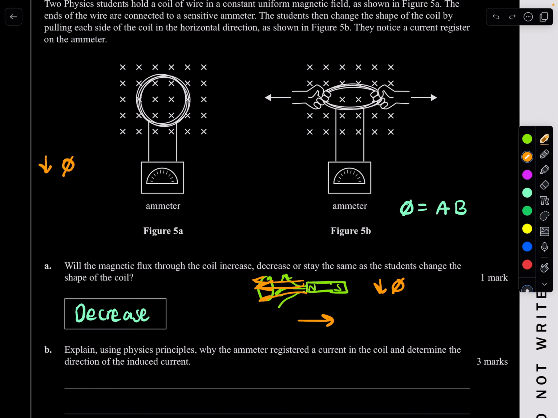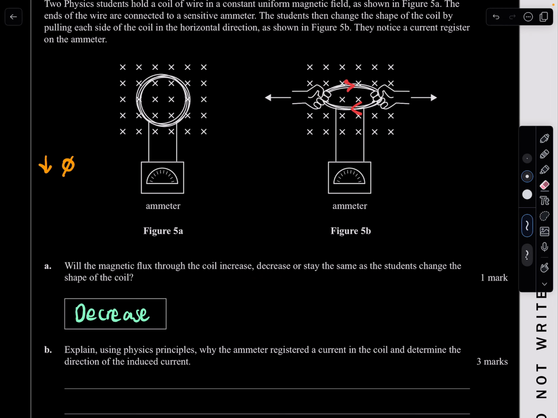Using your right-hand grip rule, make sure your thumb is into the page, and you'll see that your current should be directed clockwise. That really explains why. So we've learned that the induced current moves clockwise.